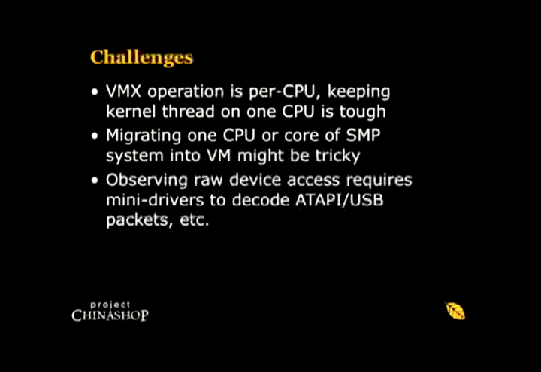Several challenges in implementing this. Like I said, VMX operation is per CPU. Keeping my kernel thread on one CPU when I'm initializing things is a pain in the butt. I couldn't find the kernel call to lock me to this thread, so I'd have to bounce back and forth. I'm not implementing a production system here. I'm just playing with things, so I didn't really care.